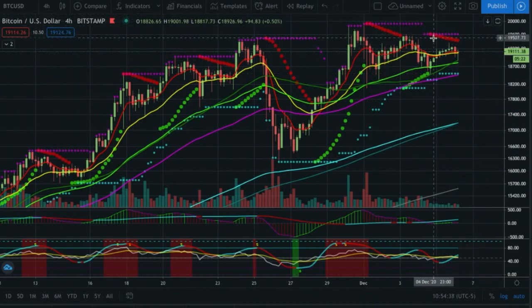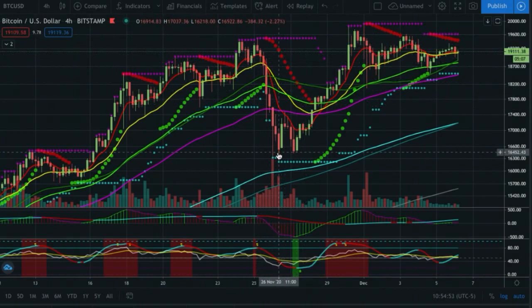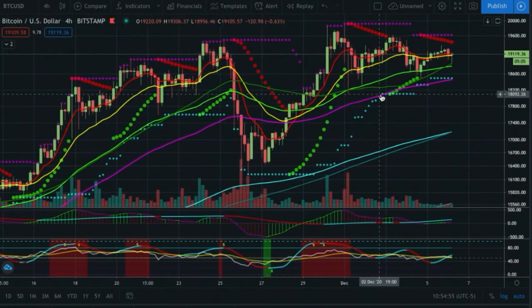We do have reds on the parabolic SAR. Failure to get back above and essentially take out the red SAR at 19.4 is going to lead to continuation and acceleration like this, where you start getting a steady slope, and then you'll get a big push down. So that's what I'm expecting at this point in time.